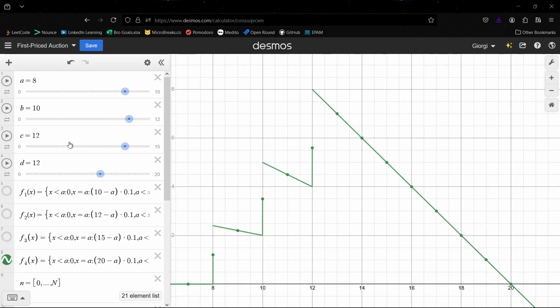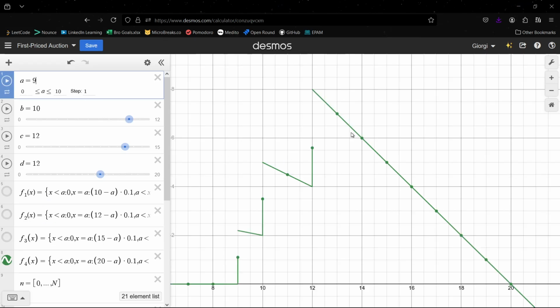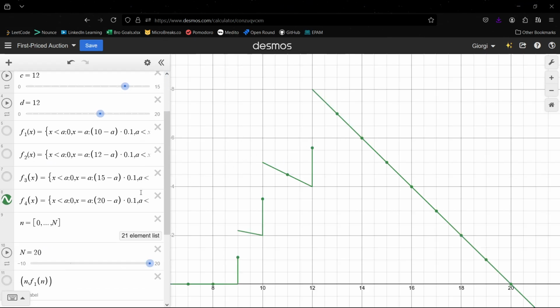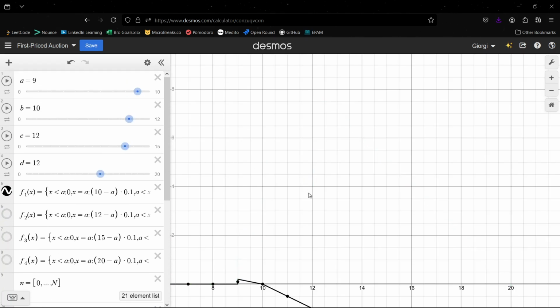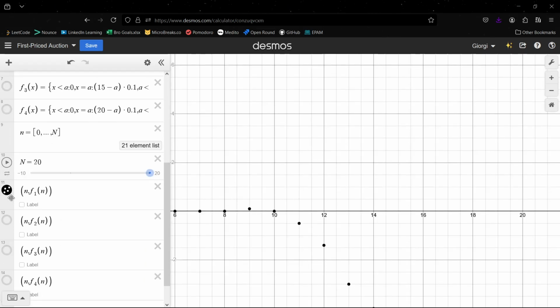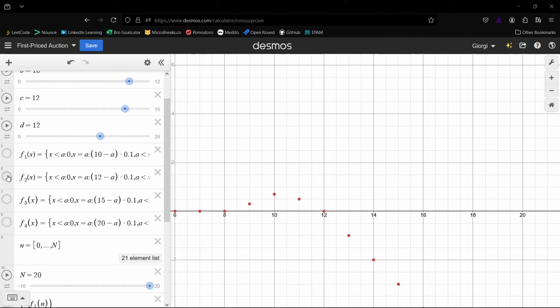So as you can see, when I chose A8, I went on a wild goose chase and I couldn't find a Bayes-Nash equilibrium. But if I had chosen A9, then it was actually easier to find the Bayes-Nash equilibrium. So I actually found it in this case, but in the previous case, I couldn't find it anymore.